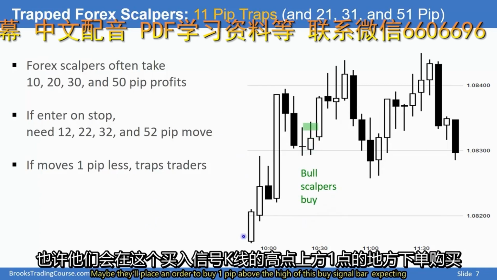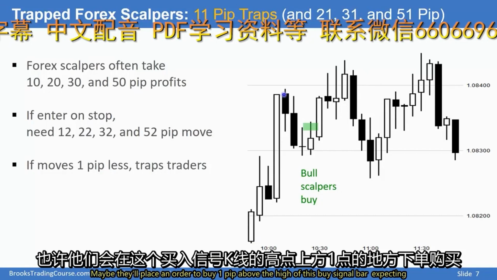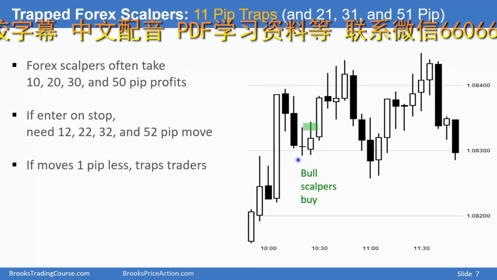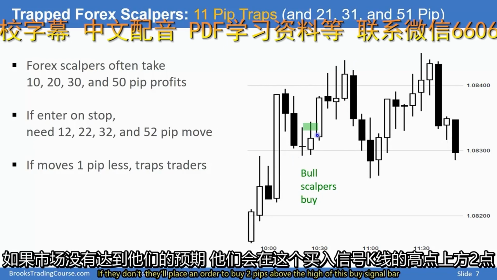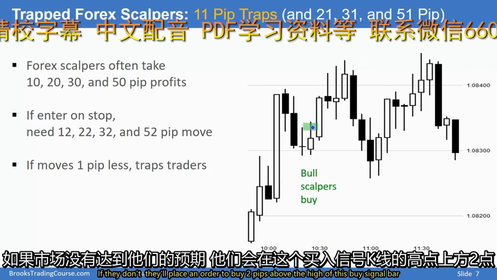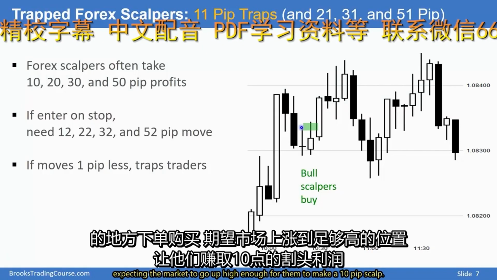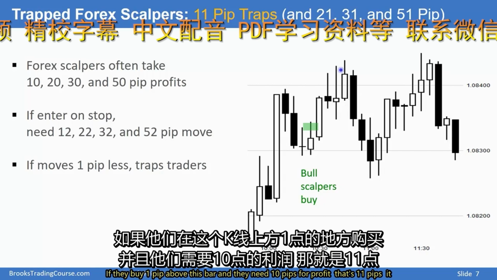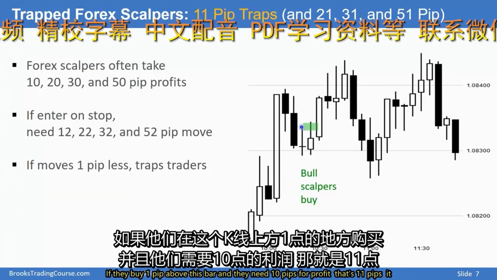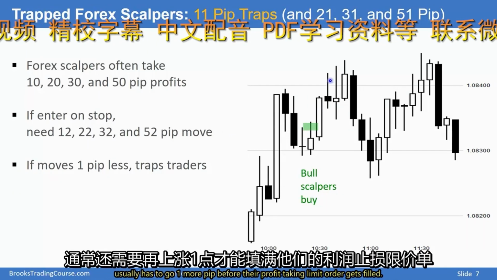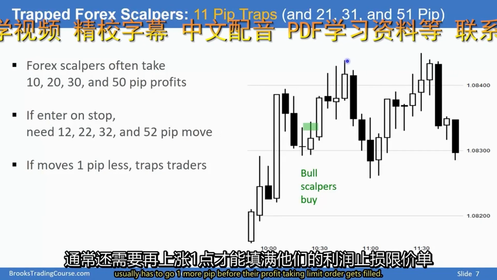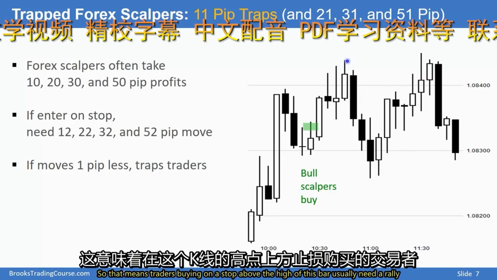For example, let's say you have a bull scalper who looks at this and they see a pullback, maybe testing this high. Maybe this is a measuring gap. We'll get a measured move up. Maybe they'll place an order to buy 1 pip above the high of this buy signal bar, expecting the market to go up high enough for them to make a 10 pip scalp. If they buy 1 pip above this bar and they need 10 pips for a profit, that's 11 pips, it usually has to go 1 more pip before their profit-taking limit order gets filled.